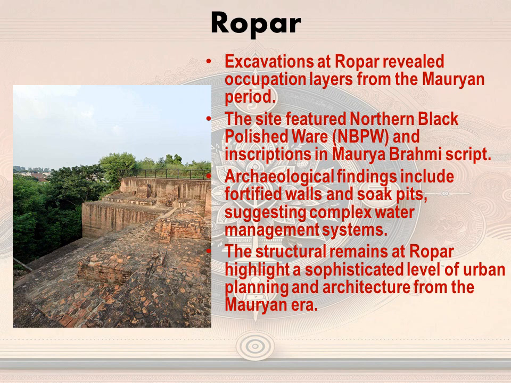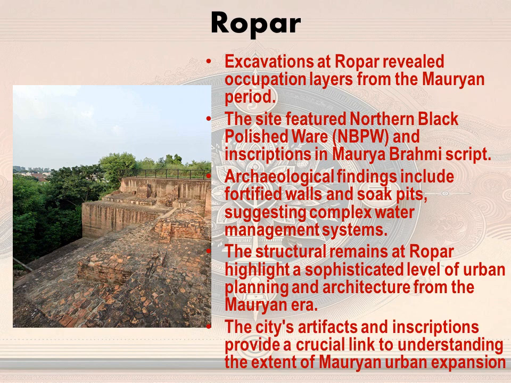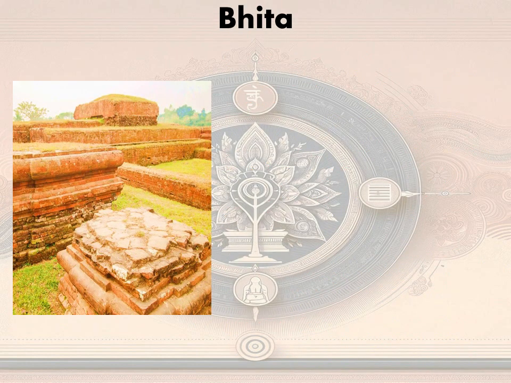So, the structural remains show that there was advancement in the level of urban planning. The city's artifacts and inscriptions provide a crucial link to understanding the extent of Mauryan urban expansion.